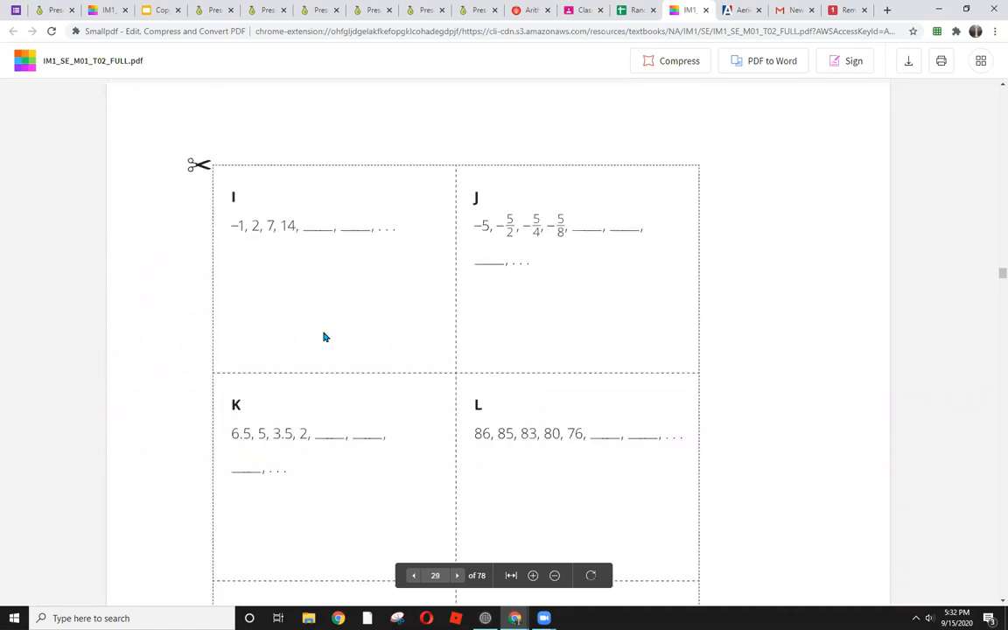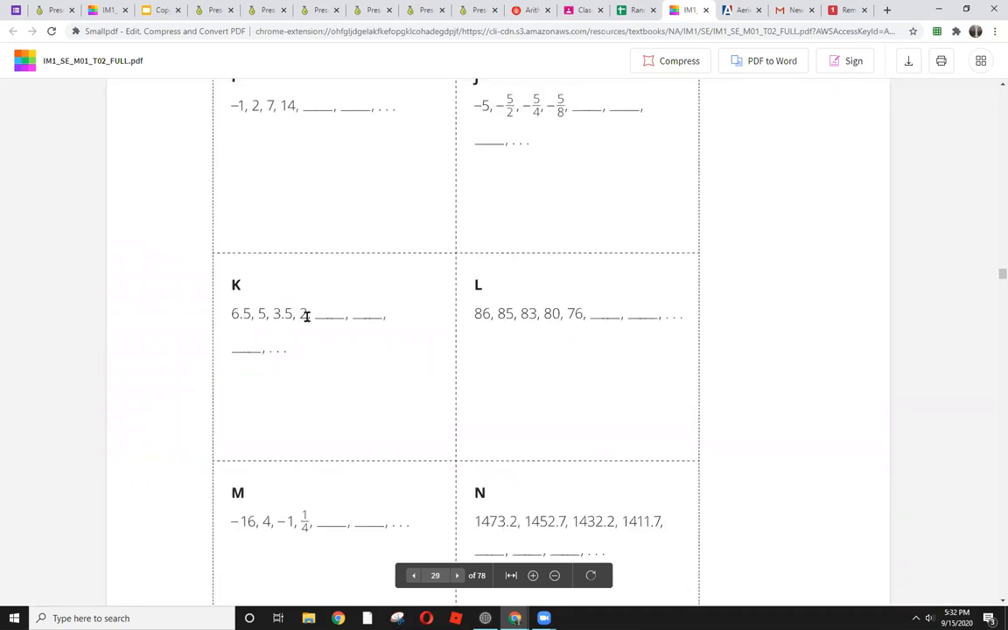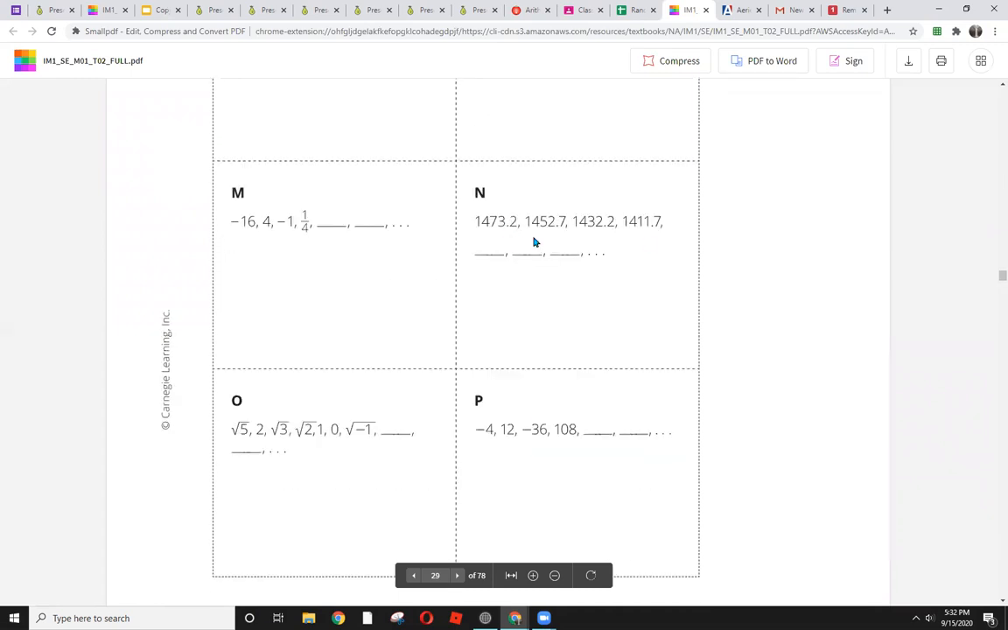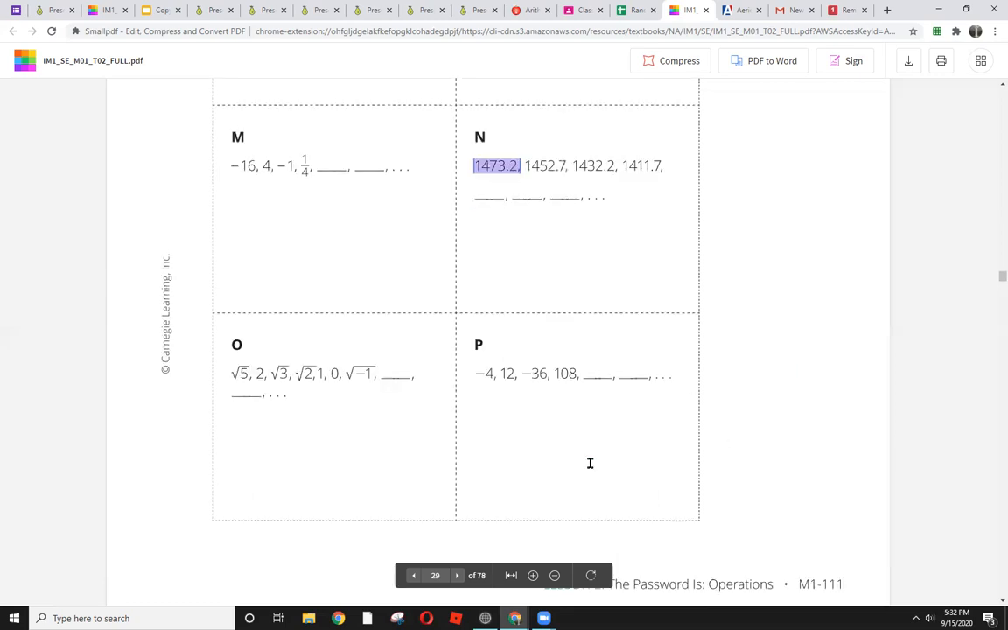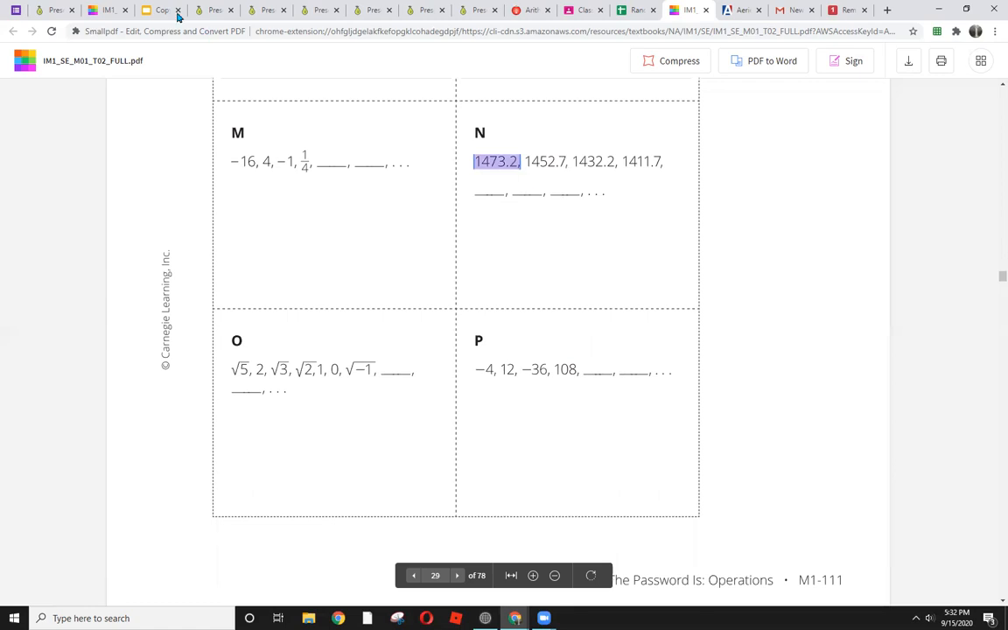Let's see. The other one was K. Our common difference is -1.5. And the common difference would be -20.5. And again, if you're not sure how I'm getting those numbers, you just take the second number minus the first number, and that could give you either a positive number or a negative number. Okay. And then O and P were neither of those.